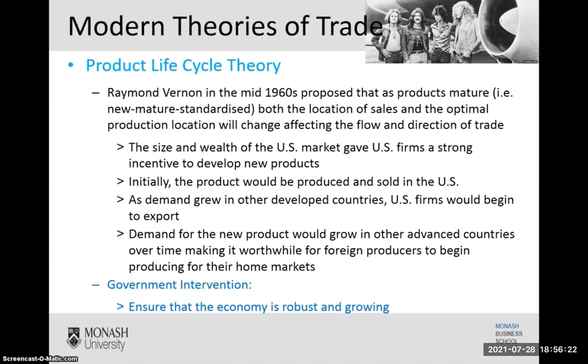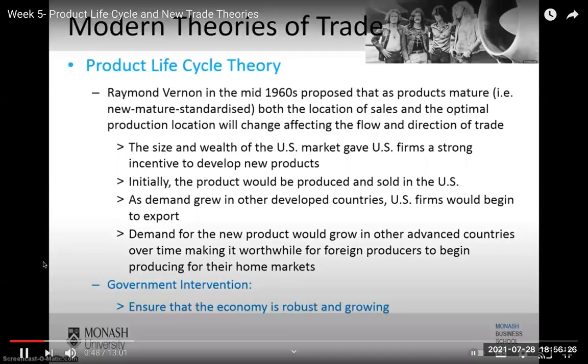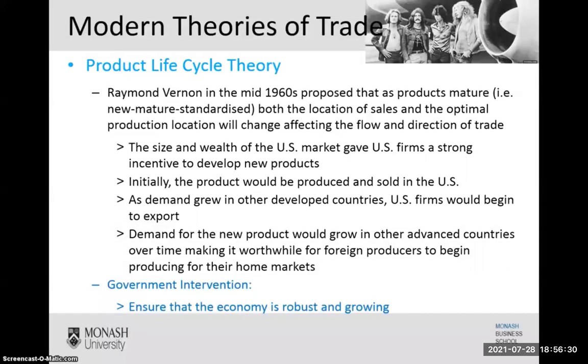He said that the size and wealth of the US market gave US firms a strong incentive to develop new products, which was certainly true at the time. Initially, according to Vernon, the product would be produced and sold in the United States. That is, it was marketed in the US given its high levels of disposable income and sophisticated demand. As that demand began to grow, at least in other markets, the US firms would then recognise their opportunities here for exporting, and so that, according to Vernon, was the logical first step.